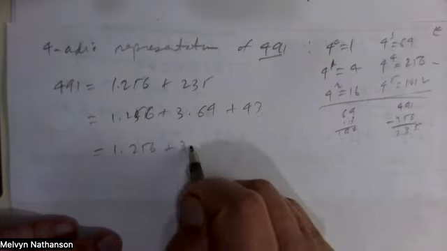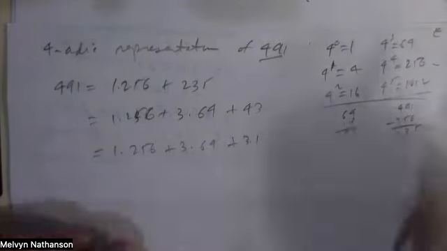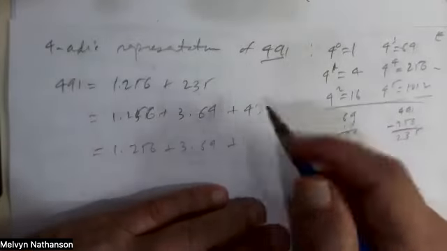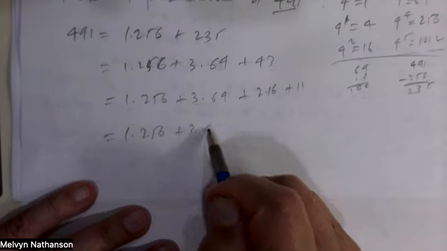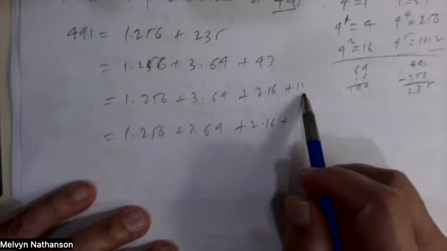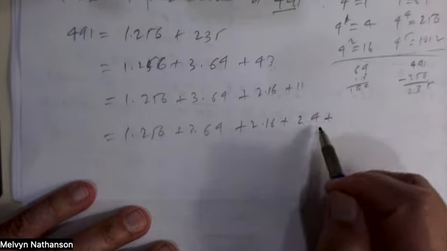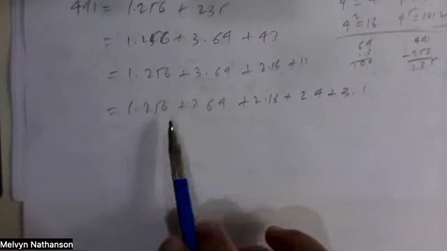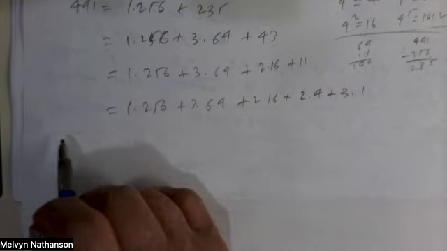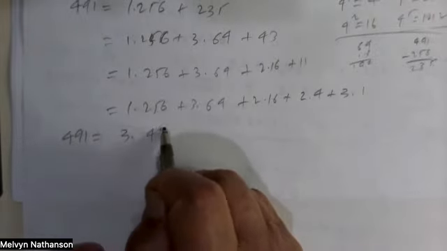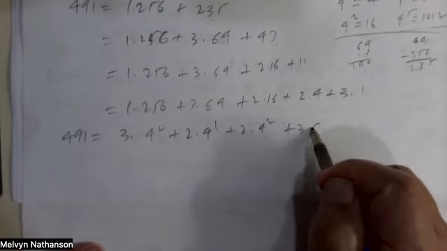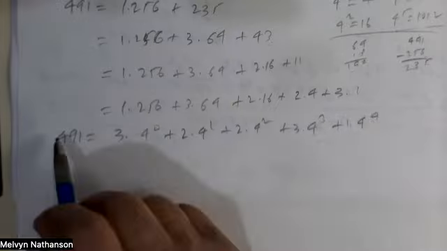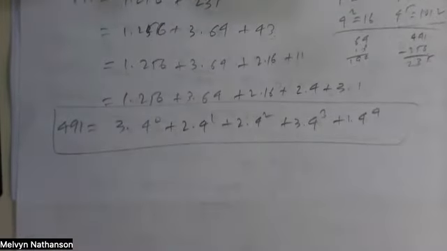So this is 1 times 256 plus 3 times 64 plus, oh no, not 3 times 16, that's 48. 2 times 16, that's 32, plus 11. So this is 1 times 256 plus 3 times 64 plus 2 times 16. 11 is 2 times 4, that's 8, plus 3, which is 3 times 1. So let me write this in terms of increasing powers of 4, because this is my 4-adic representation. 491 is 3 times 4 to the 0, plus 2 times 4 to the first power, plus 2 times 4 squared, plus 3 times 4 cubed, plus 1 times 4 to the 4th. So if I did my arithmetic correctly, this is the 4-adic representation of 491.